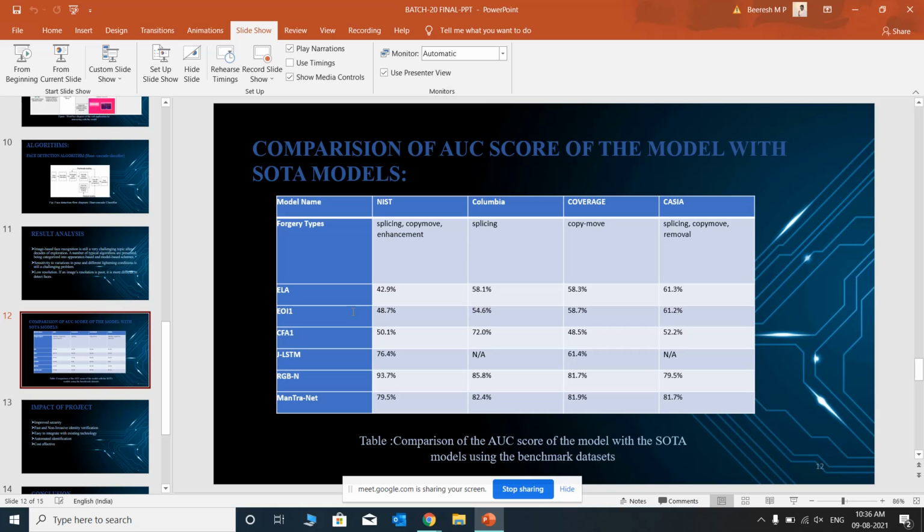Ma'am, pixel size. Pixel values. Yes, ma'am.